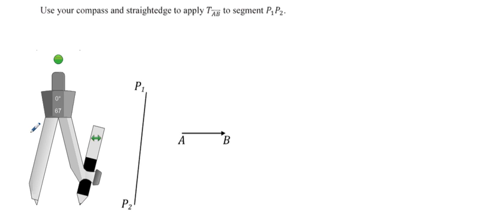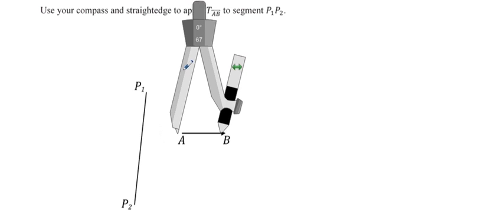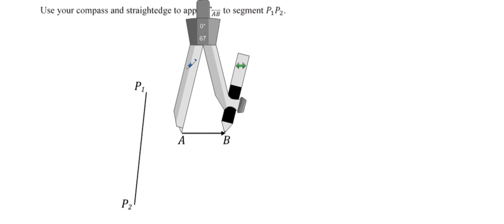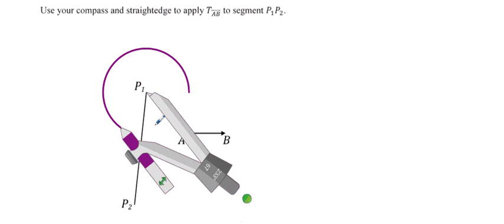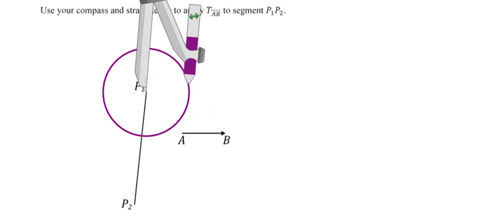I do know, based upon our knowledge of translation so far, that everybody in that line segment is going to have to travel the same distance and direction as vector AB. So I'm going to begin my construction by figuring out what the distance, or the magnitude, or the length of this particular translation is going to have to be. And then I'm going to move the point of my compass to point P1 and draw a circle around point P1 with the compass setting the length of vector AB.